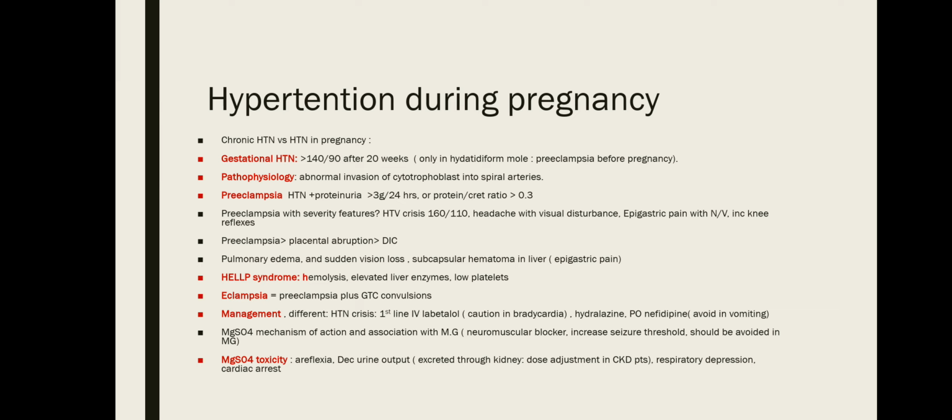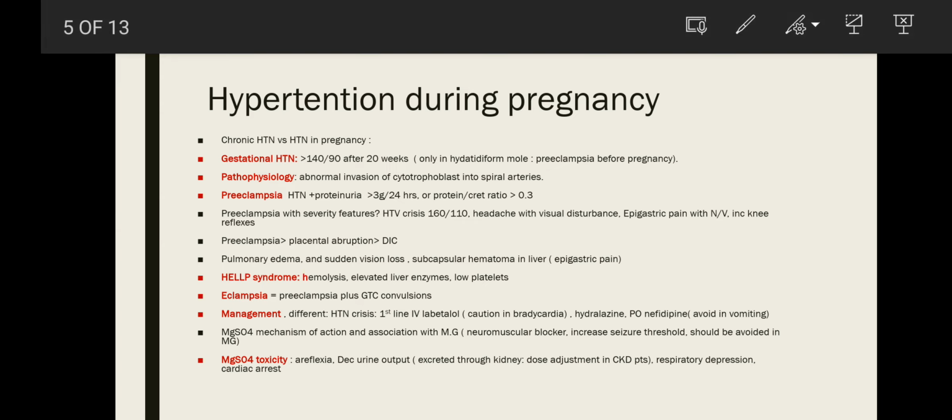Now, HELLP syndrome. HELLP syndrome is associated with preeclampsia. The word itself suggests that there is hemolysis, elevated liver enzymes, and low platelets in HELLP syndrome. Eclampsia is basically the same as preeclampsia, along with one other very important feature, which is generalized tonic-clonic seizure. And each seizure episode lasts for 4 to 5 minutes at least.